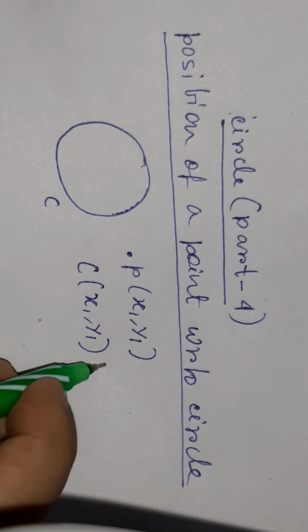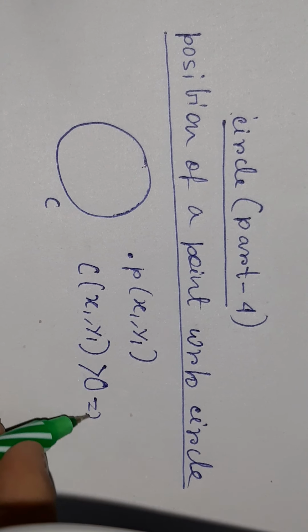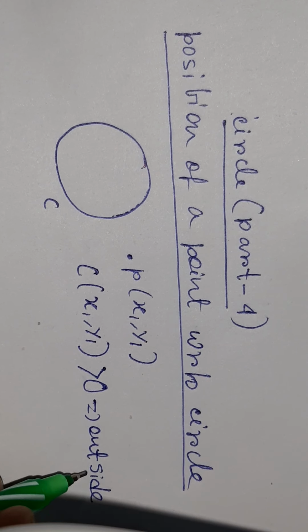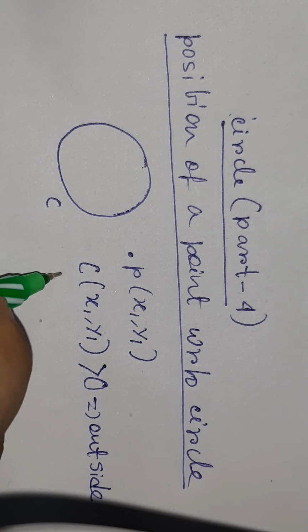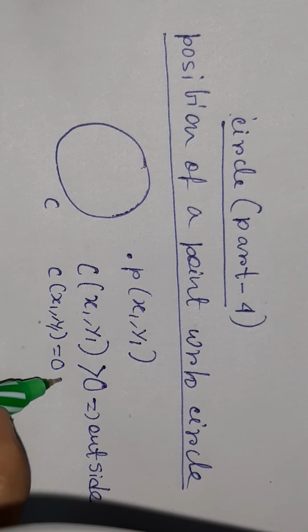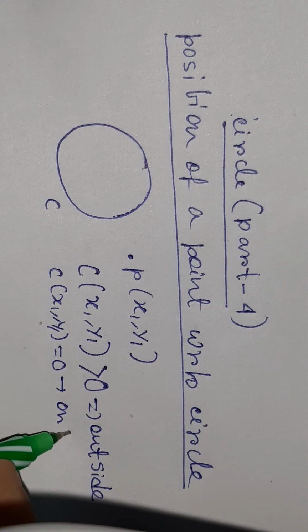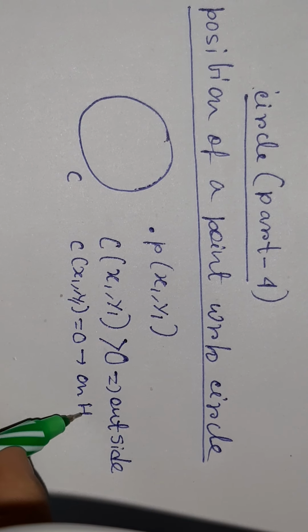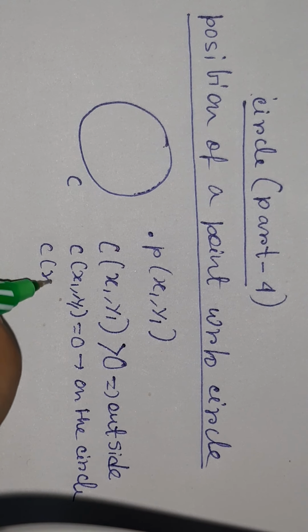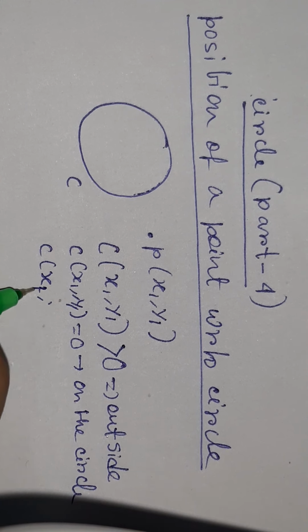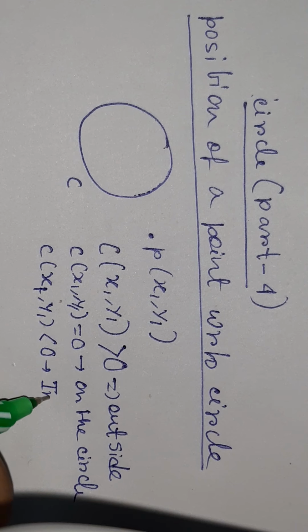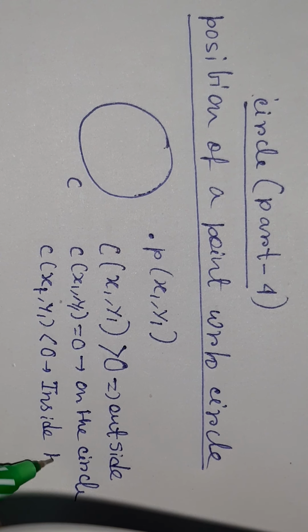If we get a value greater than 0, it simply means outside. That is, the point P(x1, y1) is outside the circle. If C(x1, y1) is equal to 0, that means it is on the circle, and if C(x1, y1) is less than 0, then it is inside the circle.